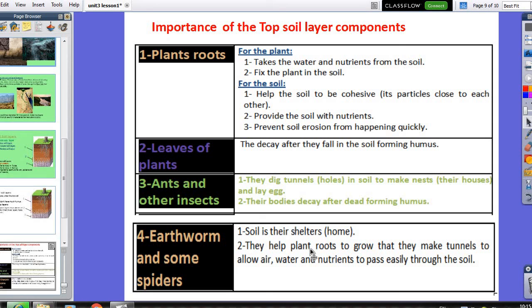Earthworms and some spiders take the soil as a shelter, and they help the plant roots to grow by making tunnels to allow air, water, and nutrients to pass easily through the soil.